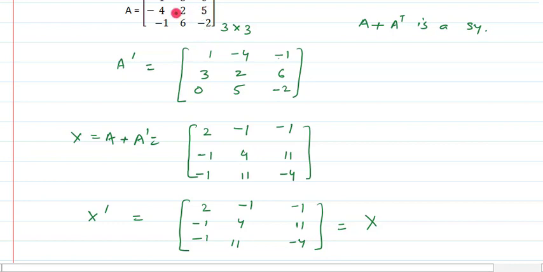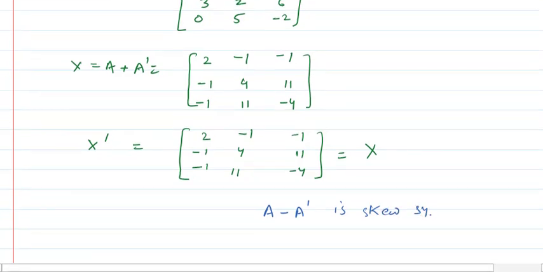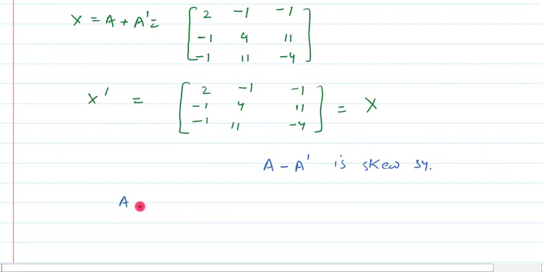So you can take any random example for any matrix with real entries, you will always find that A plus A transpose is a symmetric matrix. Now let us check that A minus A transpose is skew symmetric. So for that, let me calculate A minus A transpose. A minus A transpose is equal to, let us go a little bit up.